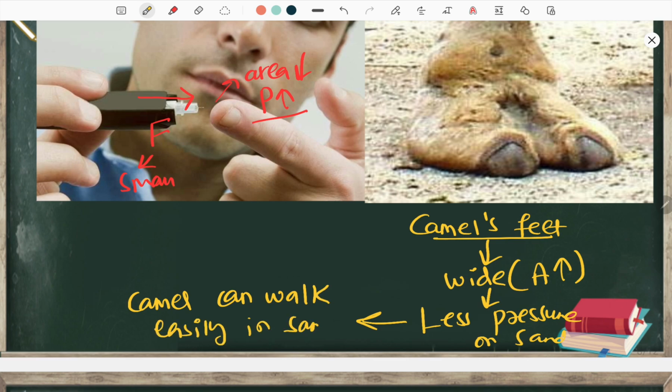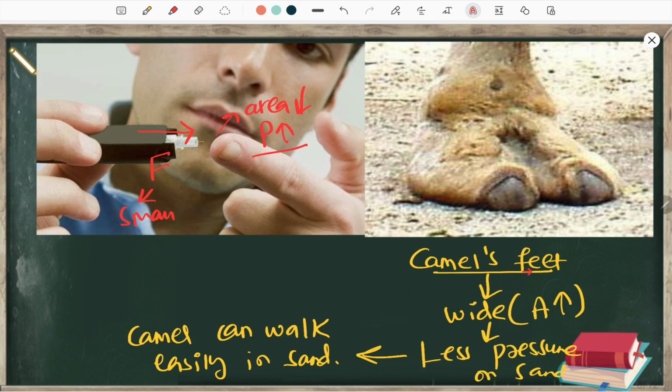If somebody asks you why camels can walk easily in sand, you have to say camels have wide feet. That means more area is there, so they apply less pressure on the sand, and that's why they can walk easily on sand. If somebody asks why camels' feet are wider, you have to say that if they are wide, the area is more and they apply less pressure on the sand, so they can walk easily. This kind of question can be framed: why do camels have wide feet, and how do camels walk in the sand?